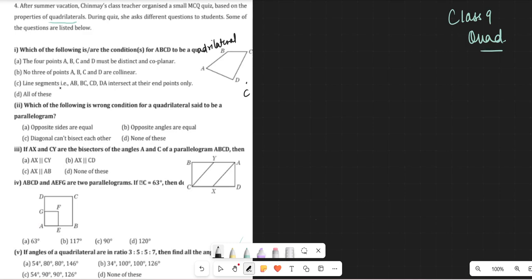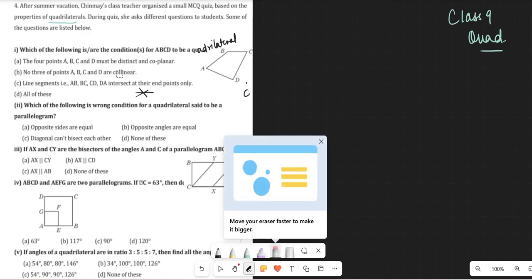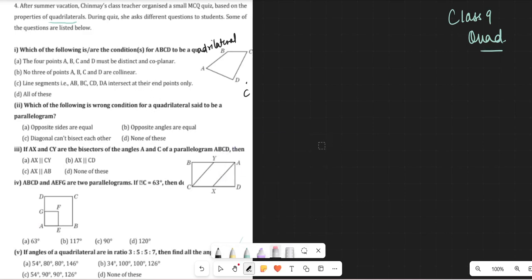Line segments AB, BC, CD, DA intersect at their endpoints only. Obviously, the line segments do not intersect like this, so they intersect at their endpoints only. So here my answer would be all 4 of them. All of these would be the conditions to form a quadrilateral.